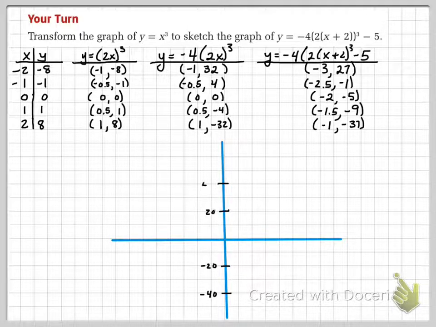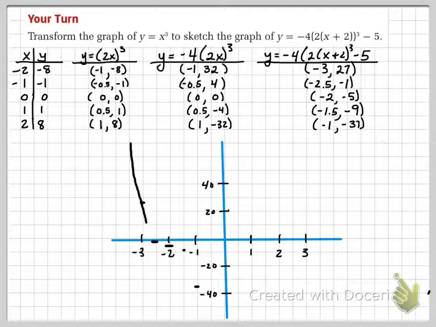Graphing it, plotting points, and connecting the dots, and that's what I'm going to see. So to graph, all you have to do is plot those 5 points, connect the dots, and see where to draw the line through.